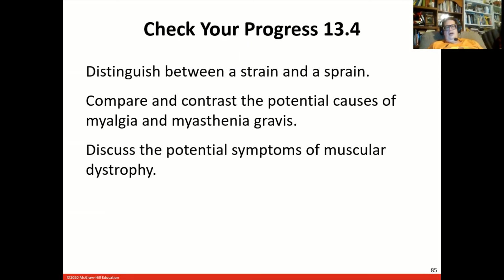But let's go through these. All right. Actually, that's the end. That's all the deeper they wanted to go into that. So check your progress. Make sure you know the difference in a strain and a sprain. Be able to compare and contrast the causes of myalgia and myasthenia. Know what some of the symptoms are of muscular dystrophy. I'm going to give you a second. If you can't get this, roll the video back, watch it again.